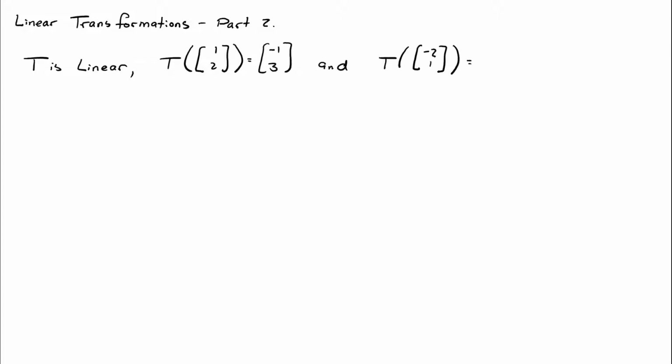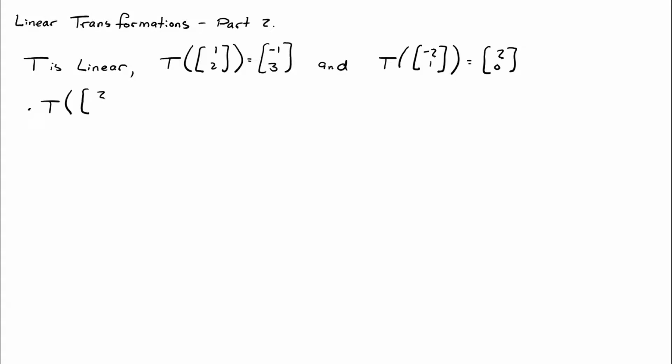I think it's a good idea to talk about what's going on here. Let's do this with a different kind of example. Suppose I tell you that T is a linear transformation, T of (1, 2) equals (-1, 3), and T of (-2, 1) equals (2, 0). Unlike the previous example, this doesn't give an explicit definition of T. Even so, we have all the necessary information to determine everything about this function.